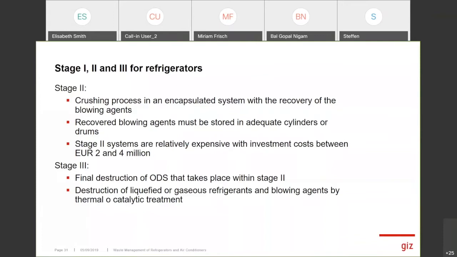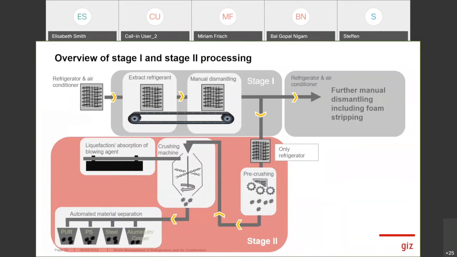Then we have stage 3, the final destruction of ozone-depleting substances that were recovered in stage 1 and stage 2. The destruction of liquefied or gaseous refrigerant and blowing agent by thermal or catalytic treatment. Destruction. This is stage 3. With the next slide, we will have a visual diagram of the stages.